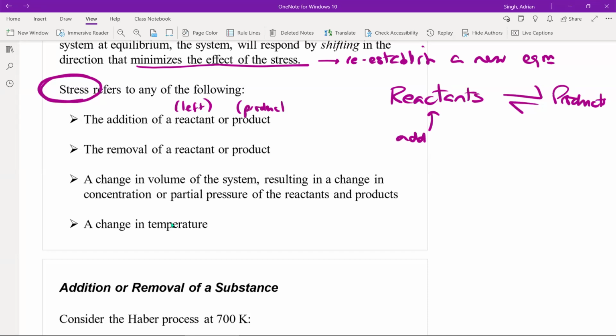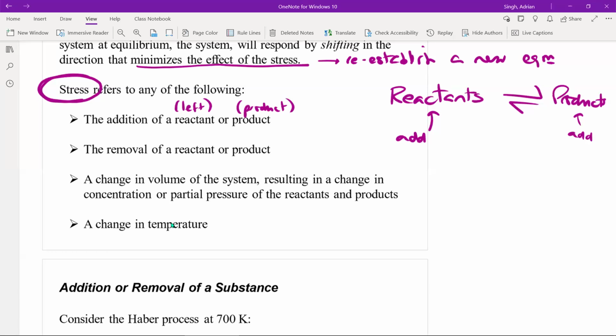We could also add product to this as well. Okay, and how will the system respond? Well, we're going to take a look at it. We can remove something from the left side or something from the right side. How will the system respond as a result of such a stress?